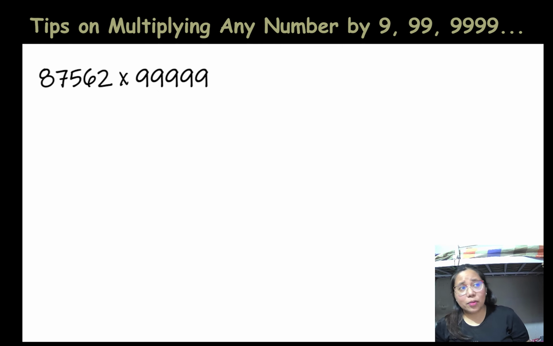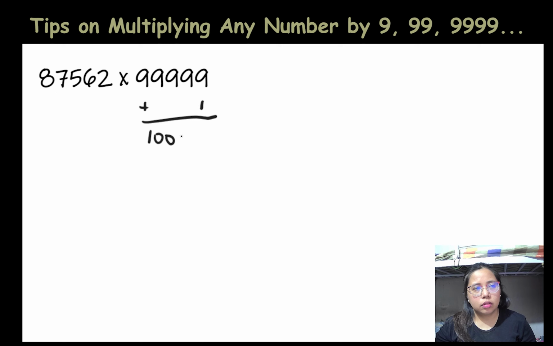So, next example natin, 87,562 times 99,999. Okay, so, ang first method natin is to add 1. So, we'll get 100,000. Okay, and we multiply it dito sa ating isa pang given. So, we'll get, okay, gagawin lang natin, bababa natin, 87, 5, 6, 2. And kopyahin lang natin yung 5 zeros. So, that's 1, 2, 3, 4, 5.